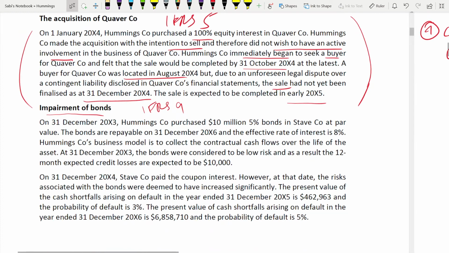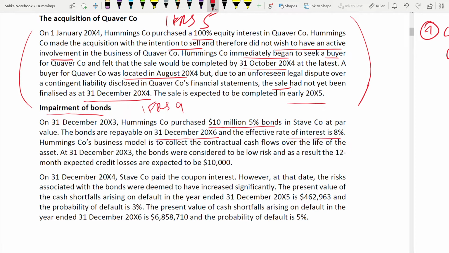So if you see here, impairment of bonds. On 31st December 2003, they purchased a 10 million 5% bond. 10 million is the amount of the bond, 5% is the coupon interest, you can see. At par value, the bonds are repayable on 31st December 2006, and the effective rate of interest is 8%.